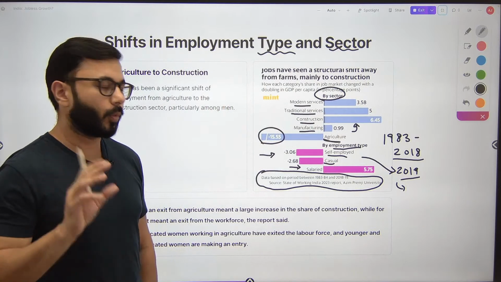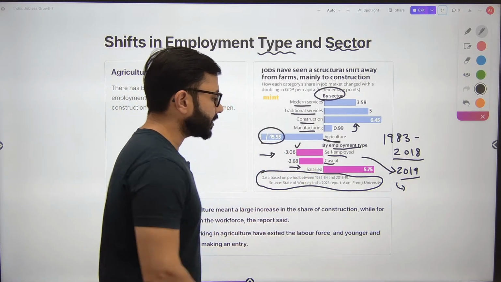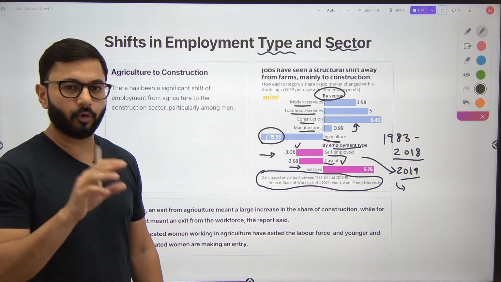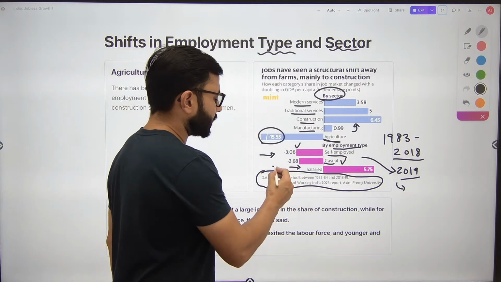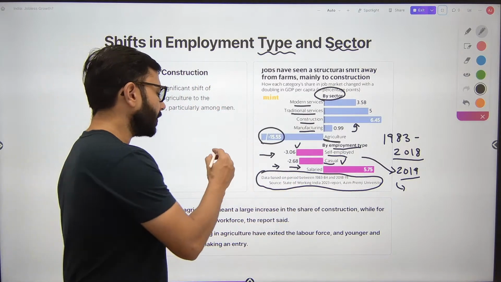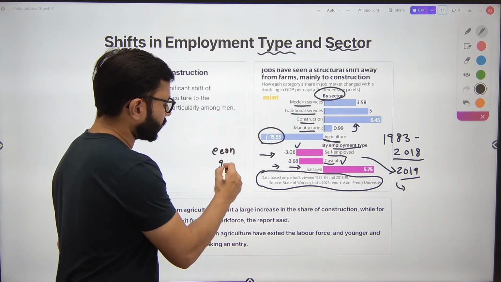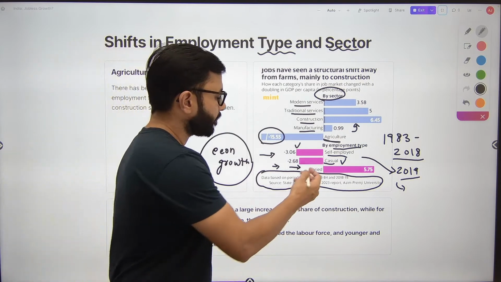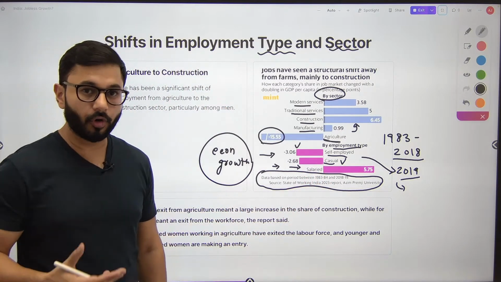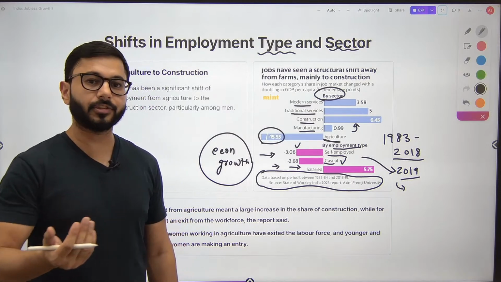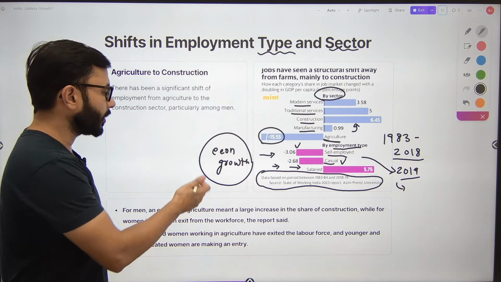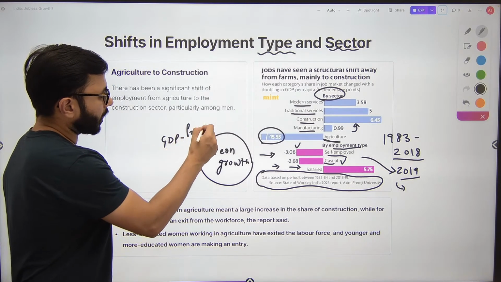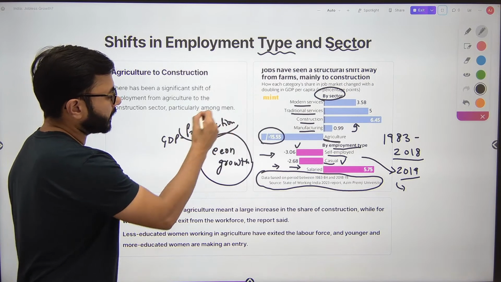A shift has been witnessed here where the number of people in the self-employment category has increased, the number of people in the casual category has also increased, and at the same time people in the salaried class have gone down. Because as economic growth falls, simultaneously the number of people involved as salaried workers in different organizations also starts reducing. Because economic growth is what? It's an increase in GDP. GDP is what? Production.